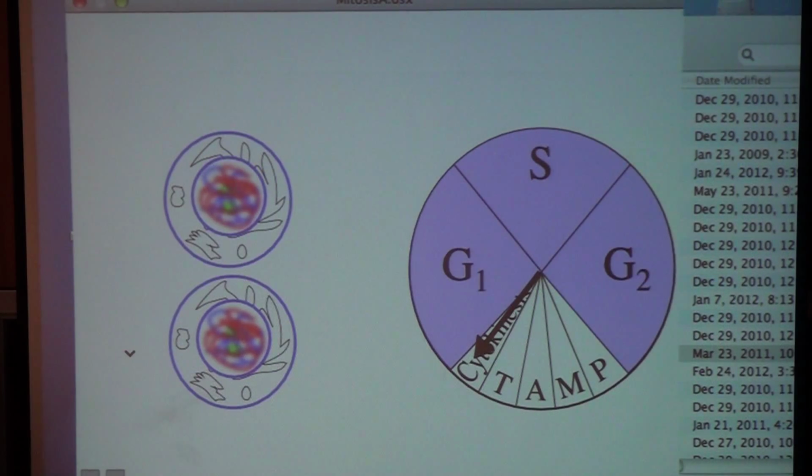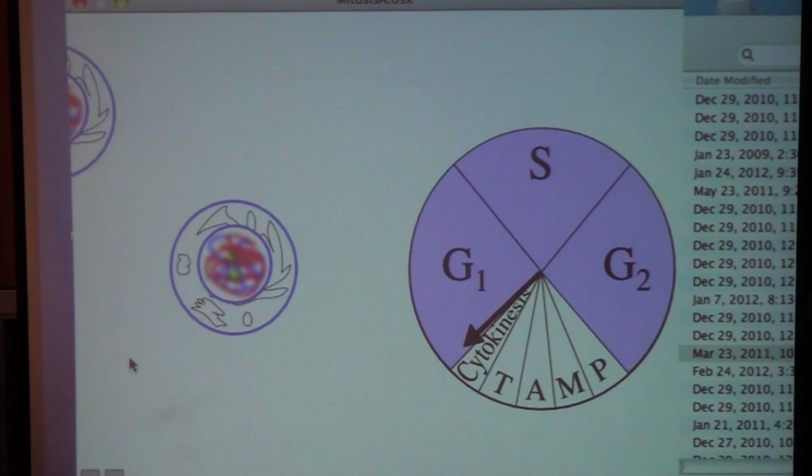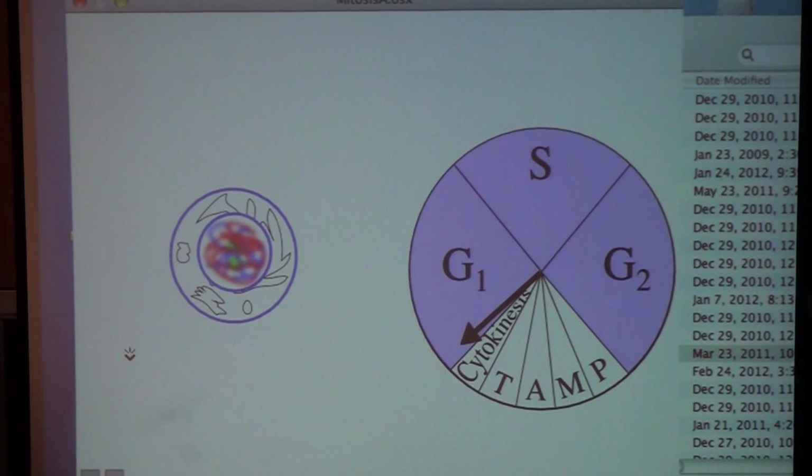And there we go, the two daughter cells. And you know, if these are rapidly dividing cells, like the zygote growing into a baby, each of those two daughter cells will then immediately go into interphase and begin the next round of the cell cycle.